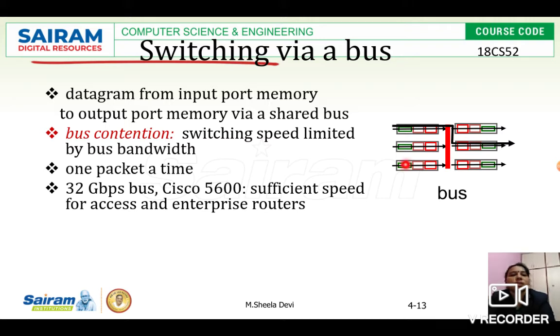See, this is the bus you are seeing. The red color one is the bus. Whatever packets come from the input port will travel through the bus. The bus connection switching speed is limited by the bus bandwidth. So, based on the bandwidth only, the packets can be switched from the input port to the output port.